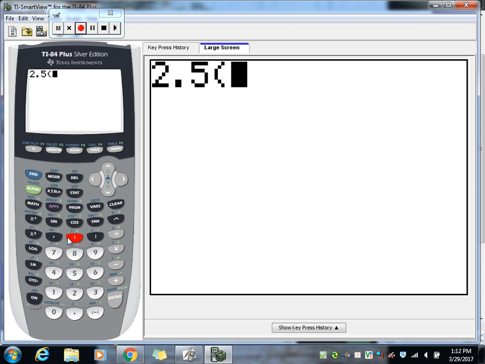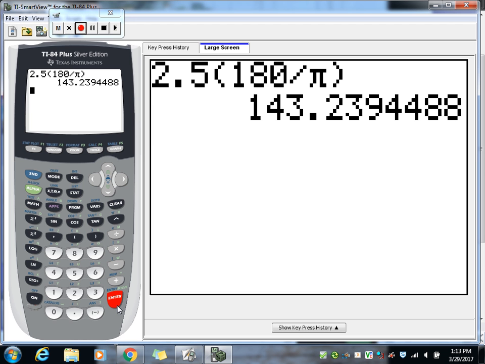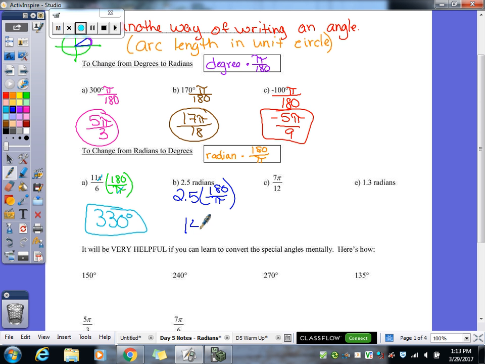2.5 times 180 divided by, get your pi symbol in there. You want to actually use your pi button. So let's go to the nearest tenth. What would our degree measure be? 143.2.